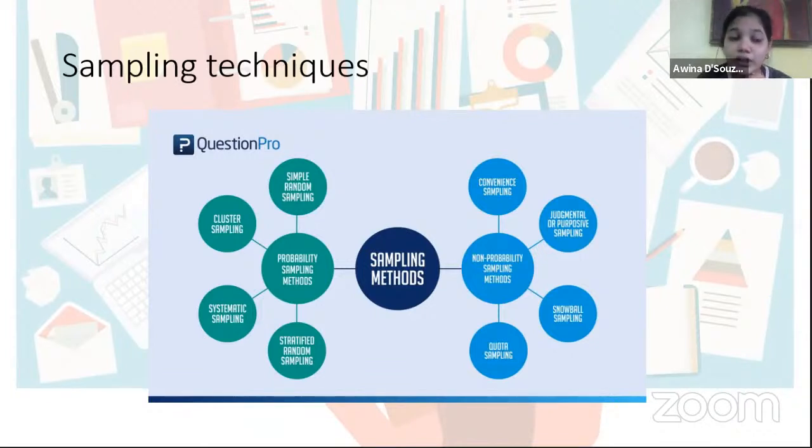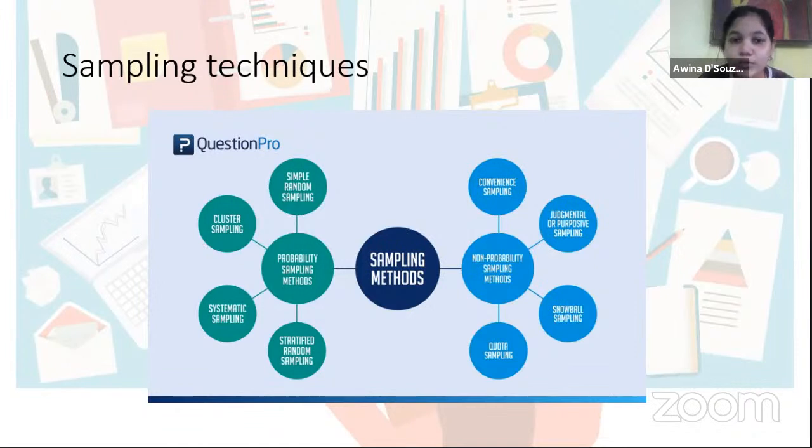Snowball sampling, I would give an example: if a person has got an injury and you want to conduct a study on people with this particular injury, you might tell this person that if you find someone who has an injury like you, please can you inform them. So they will act like a snowball. They'll get another person who has a similar injury, and so on and so forth. So you're collecting people by word of mouth, one person giving the information to another person. Quota sampling is based on the quota of people who are suffering with a particular condition.